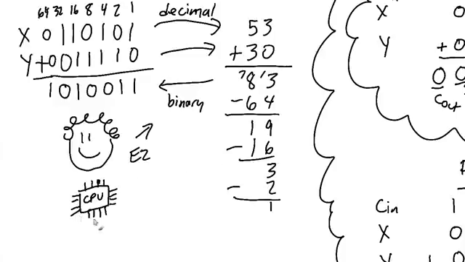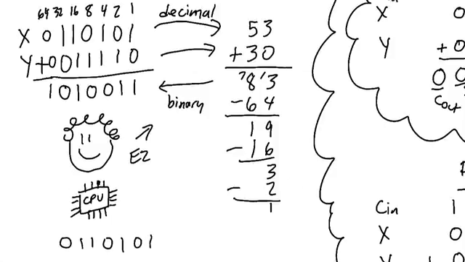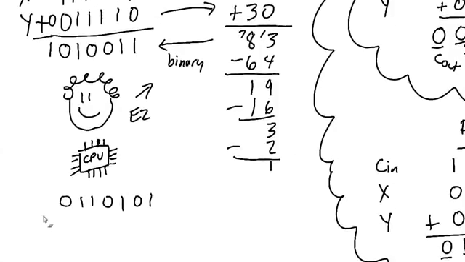So we have these numbers here, so let me just copy this down. We had 0, 1, 1, 1, 0, 1, 0, 1. And we also had, that's going to be plus, 0, 0, 1, 1, 1, 1, 0. So these two numbers together.